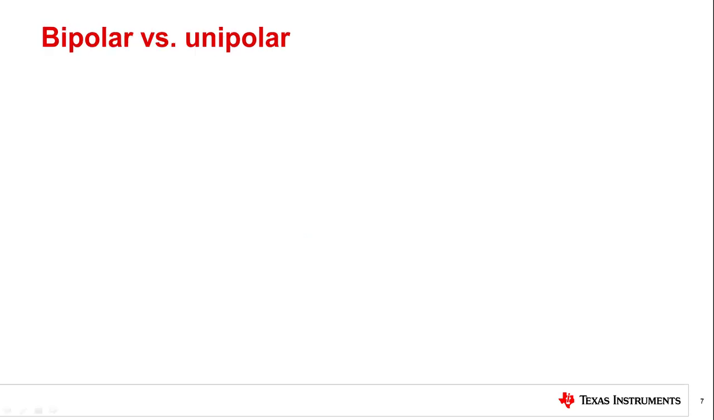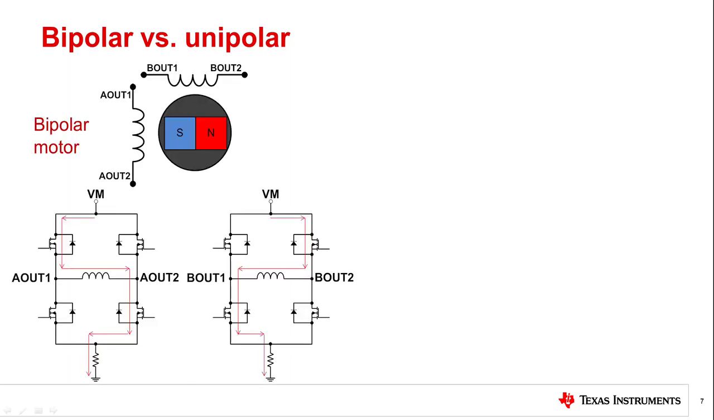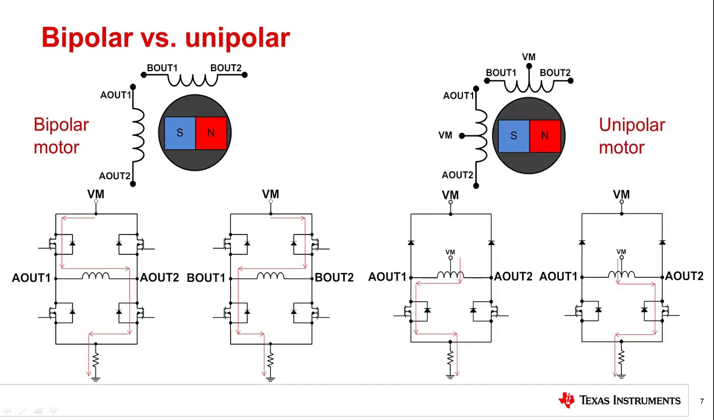Hybrid and permanent magnet stepper motors come in bipolar and unipolar winding configurations. For bipolar motors, H-bridges allow the current to flow in either direction through the winding. The direction of the current determines the polarity of the magnetic field created by that winding. Unipolar motors only need low side or high side FETs to drive the current in one direction through the windings. The winding of a unipolar motor has a center tap that can be connected to ground or the motor supply.